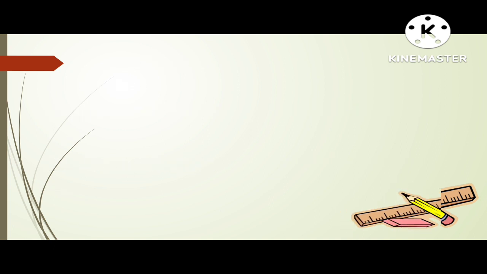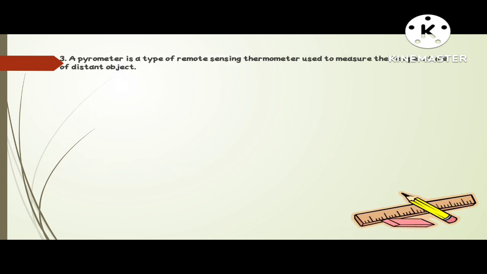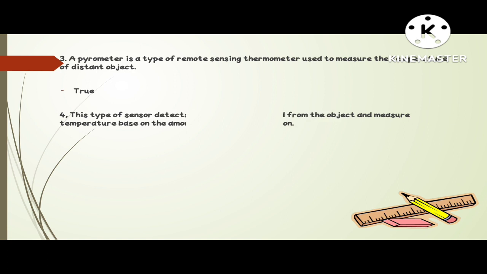It's true. Number 3. A pyrometer is a type of remote sensing thermometer used to measure the temperature of distant objects. Okay, your answer is correct. It's true. Number 4. This type of sensor detects thermal energy emitted from the object and measures temperature based on the amount of infrared radiation. Okay, your answer is correct.